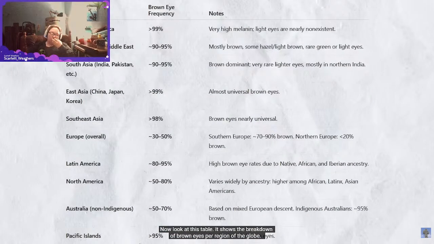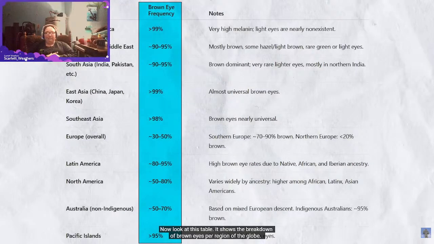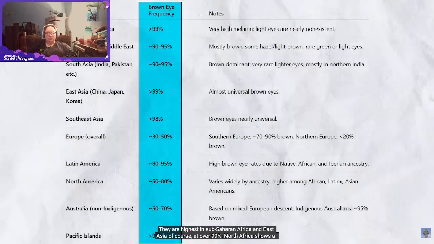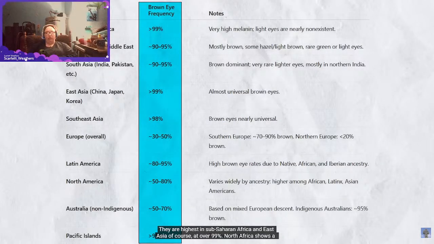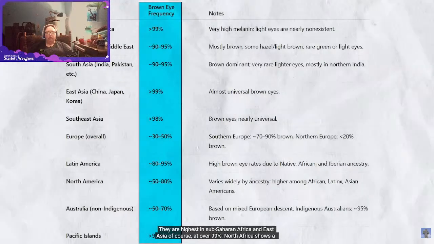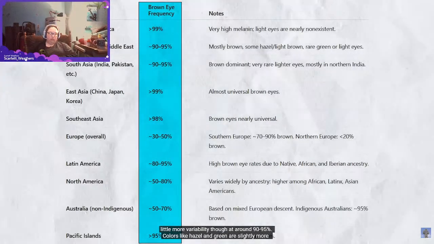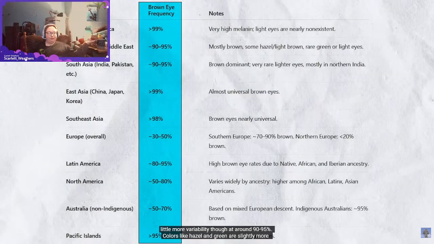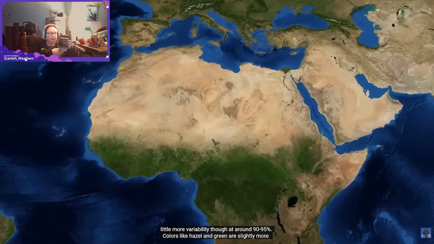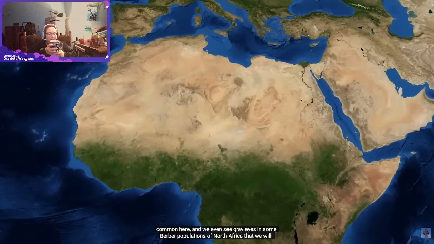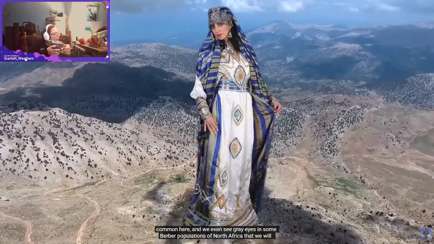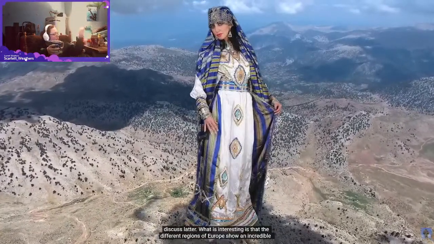Now look at this table. It shows the breakdown of brown eyes per region of the globe. They are highest in sub-Saharan Africa and East Asia, of course, at over 99%. North Africa shows a little more variability though, at around 90 to 95%. Colours like hazel and green are slightly more common here, and we even see grey eyes in some Berber populations of North Africa that we will discuss later.